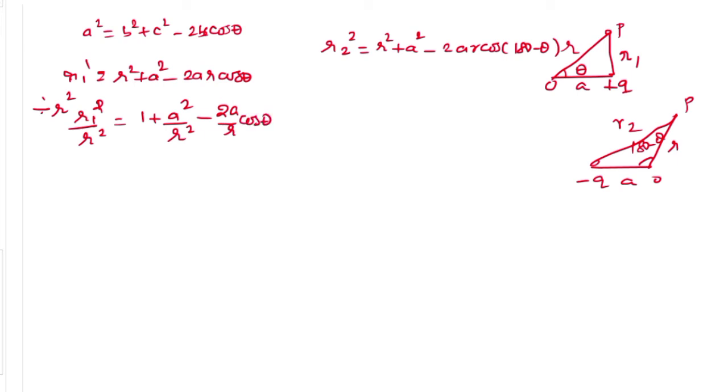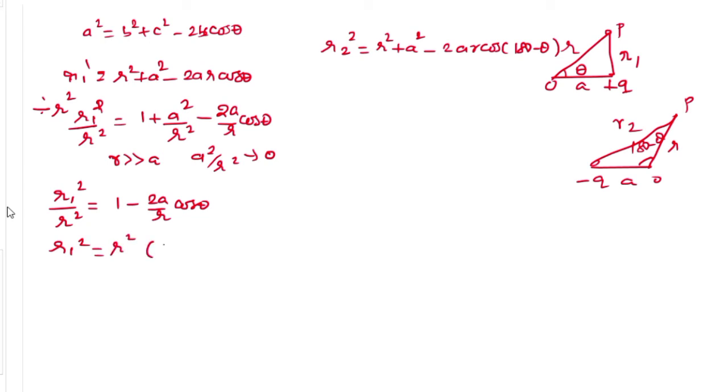அவ்வளோதான். Then when you compare the distance of a with r, r far greater than a-வாக இருக்கும். அதனால் this a square by r square is negligibly small, negligible to 0. அதனால் what we can do? r1 square divided by r square is equal to just 1 minus 2a by r cos theta தான். That's it. Therefore, r1 square is just r square into 1 minus 2a by r cos theta.